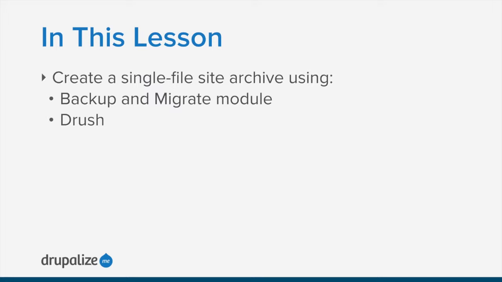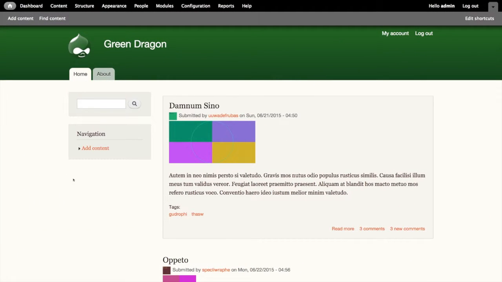First, we're going to see how to do it with Backup and Migrate module. And then secondly, we'll take a look at how to do the same thing with Drush using the archive backup command. So this is going to give us one single file that contains our code base, our database, and our files, which makes it the simplest and easiest way to get our archive created and easiest way to import this into Pantheon. So you can see I have my demo site set up here.